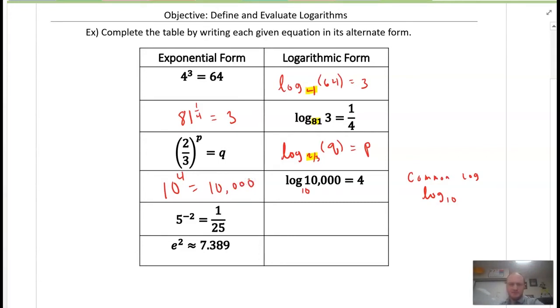All right. Okay, next, 5 to the power of -2 is equal to 1/25. Well, again, as a logarithm, this is log base 5 of, inputs and outputs switch, 1/25 is equal to -2.